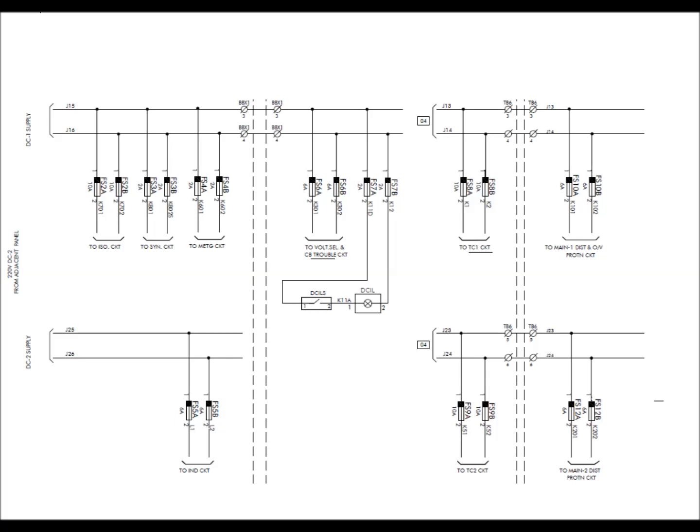And the DC after selection, that is J25 and J26, is taken for the indication circuit, and before the selection, J13 and J14 is taken to the main 1 protection and the TC1 circuit of the circuit breaker, and J23 and J24, that is from the DC source 2, is taken to the main 2 distance protection and TC2 trip circuit 2 of the circuit breaker.